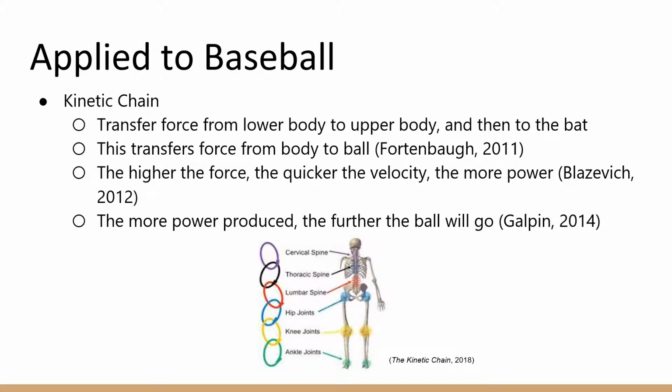To apply it to baseball, the kinetic chain transfers the force from the lower body to the upper body and then to the bat. This transfers force from the body through the bat to the ball. The higher the force, the quicker the velocity and the more power. The more power that is produced, the further the ball will go. Angular velocity of the body is transferred to linear velocity of the bat, which produces a change in power output onto the ball. The force produced by muscles is translated to angular velocity, which is converted to power, which then turns into linear velocity.